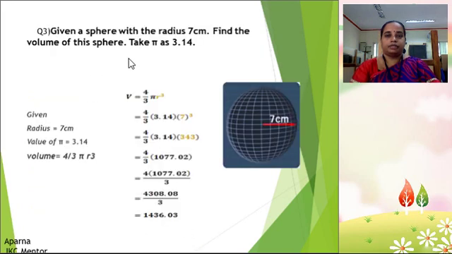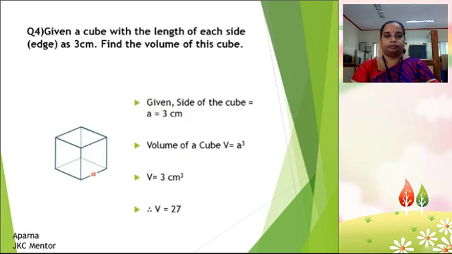Next, a given sphere with a radius 7 centimeters, find the volume of the sphere. Take pi as 3.14. Here the value of pi is already given. The formula for volume of a sphere is 4 by 3 pi r cube. We are substituting the values which are already given. Here pi is 3.14 and radius is 7. So by substituting the values, we will get the answer.